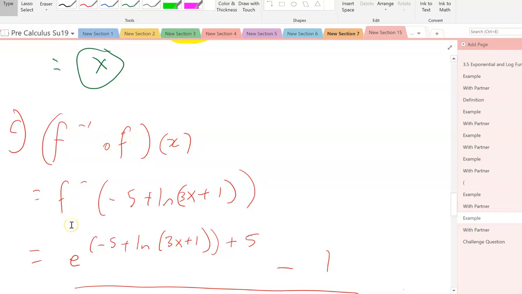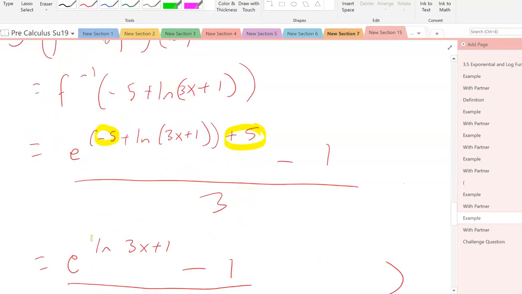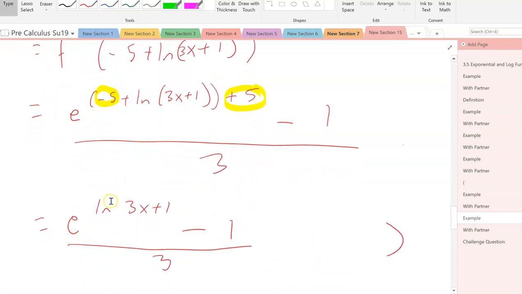Next, let's do part C, f inverse of f of x. So we're taking f inverse of negative 5 plus ln of 3x plus 1. Wherever you see an x in our f inverse function, we plug in negative 5 plus ln of 3x plus 1. And so that becomes e raised to negative 5 plus ln of 3x plus 1, plus 5. The negative 5 and the plus 5 cancel each other out in the exponent. So we're left with e to the ln of 3x plus 1.